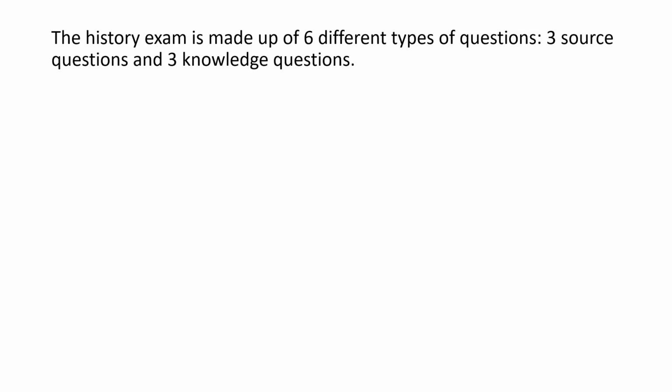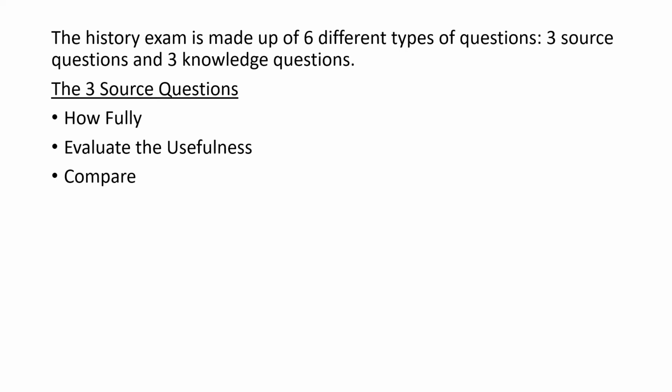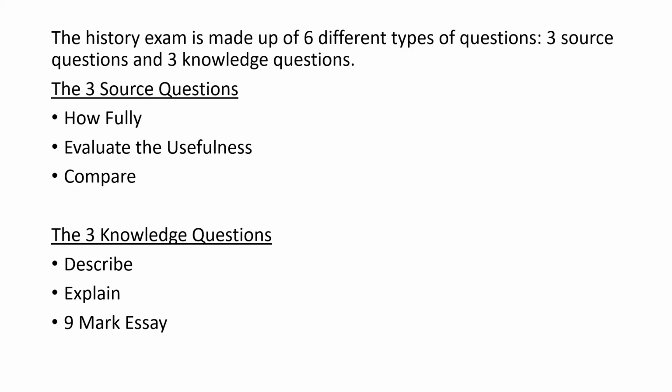While we're doing this, we also have to learn what we're going to do in the exam. And the history exam is made up of 6 different question types. So there are 3 source question types and 3 knowledge question types. The 3 source questions are a how fully question, evaluate the usefulness question, and a compare question. And the knowledge questions are describe questions, explain questions, and the 9-mark essay.